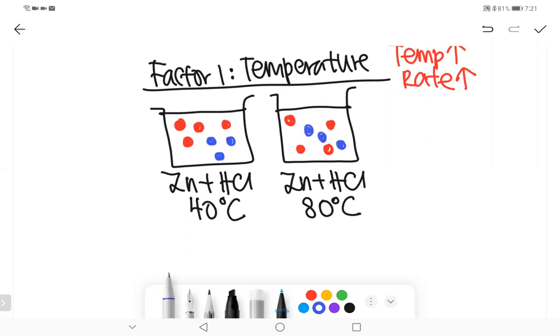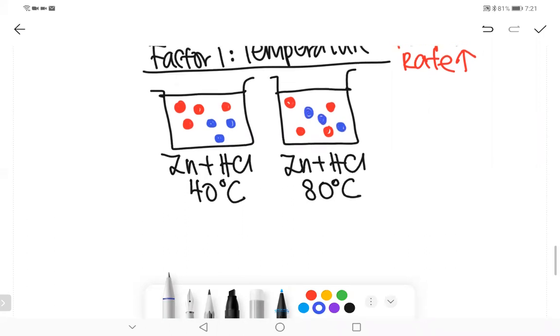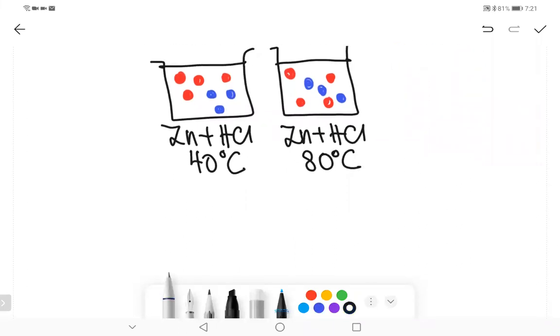Now, how are we going to explain using collision theory? Let me give you some numbers. These numbers, no need to memorize. Let's assume that zinc and hydrochloric acid collide 100 times every 1 minute. So just assume 100 collisions per minute. This number only helps you to imagine better.